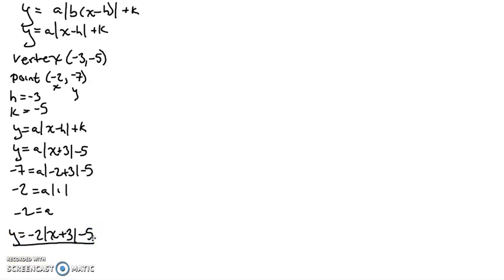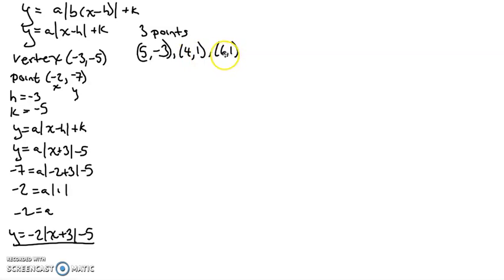Let's take a look at a second case. Here, instead of being given the vertex and a point, we're told that an absolute value function passes through 3 points. And the 3 points are (5, -3), (4, 1), and (6, 1). The first thing to notice is that these last 2 points, (4, 1) and (6, 1), have the same y values, right? They have a y value of 1.